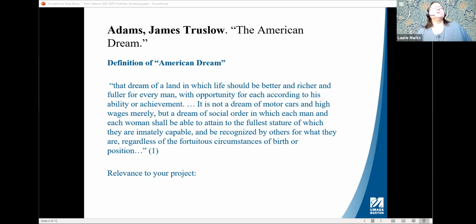Is it possible for everyone to achieve a better life? If not, why not? Do we have a social order in which everyone can do what they're capable of, regardless of poverty, race, ethnicity, or immigration status?